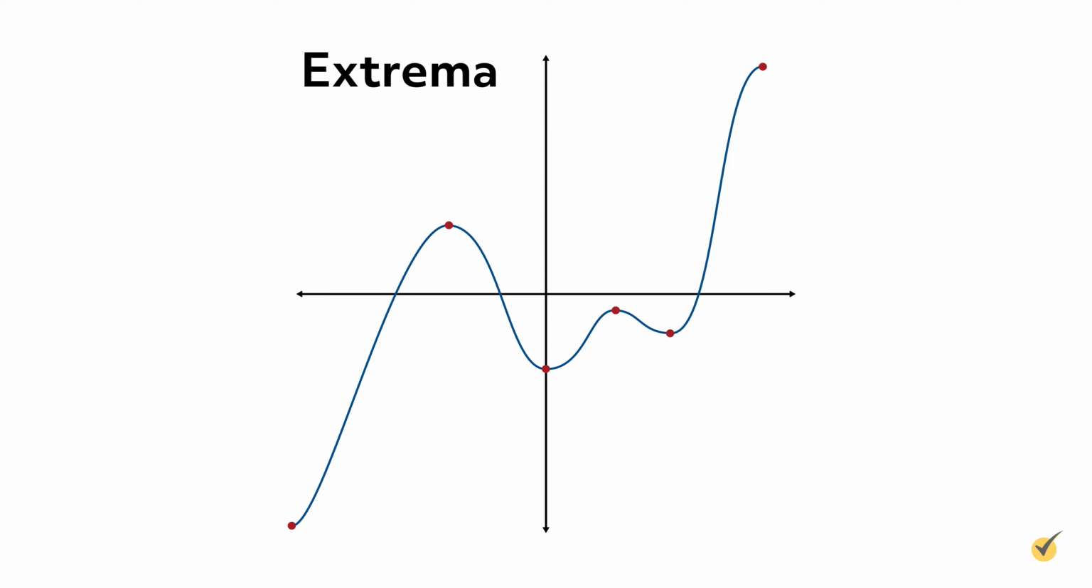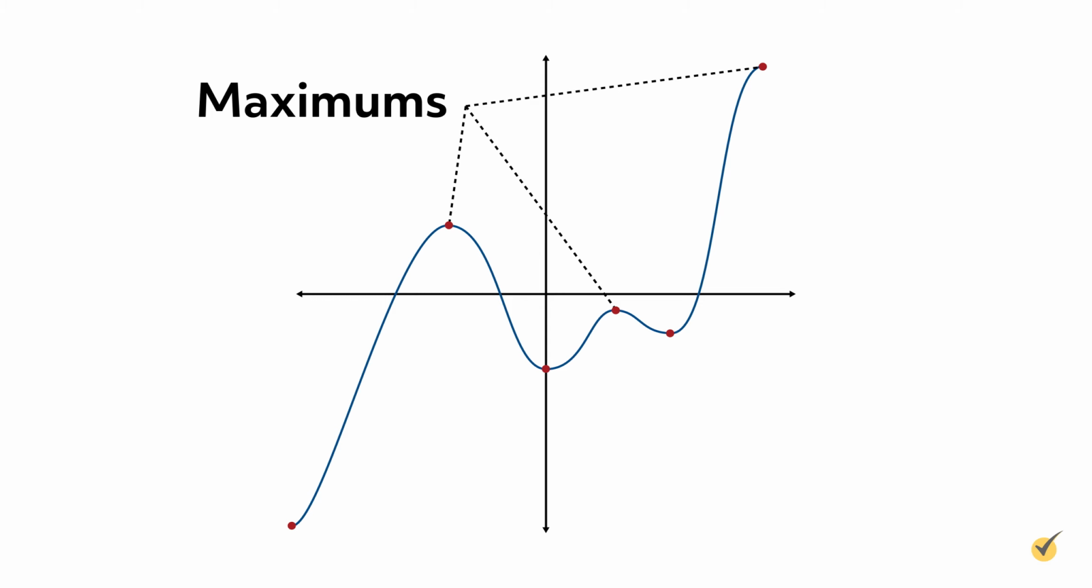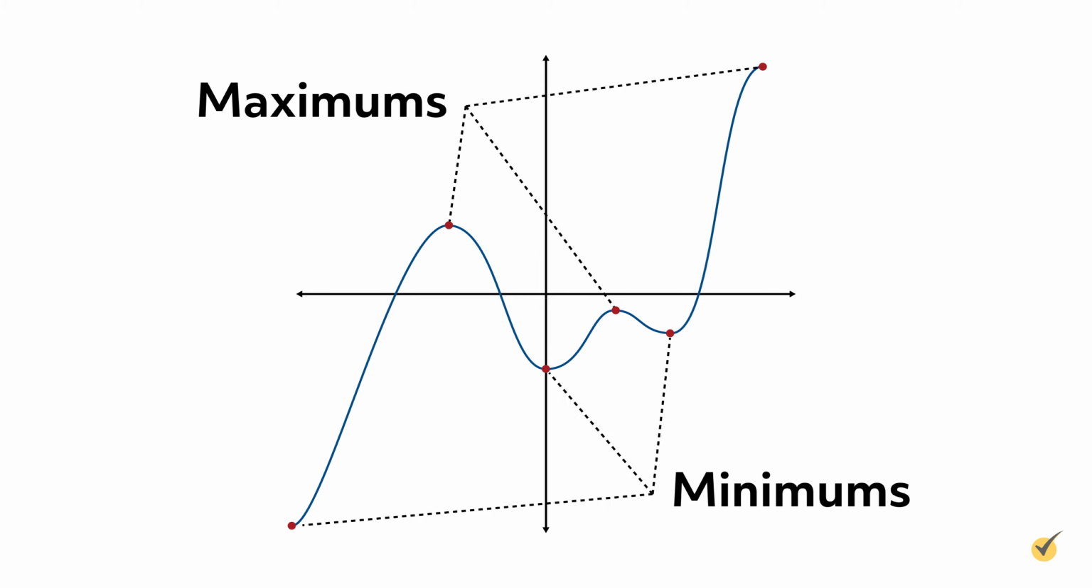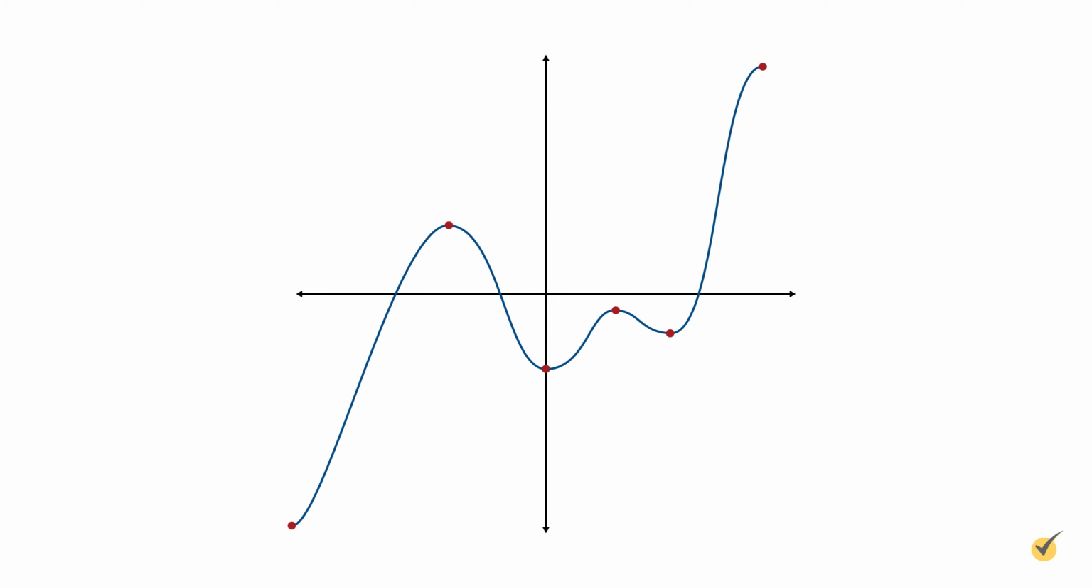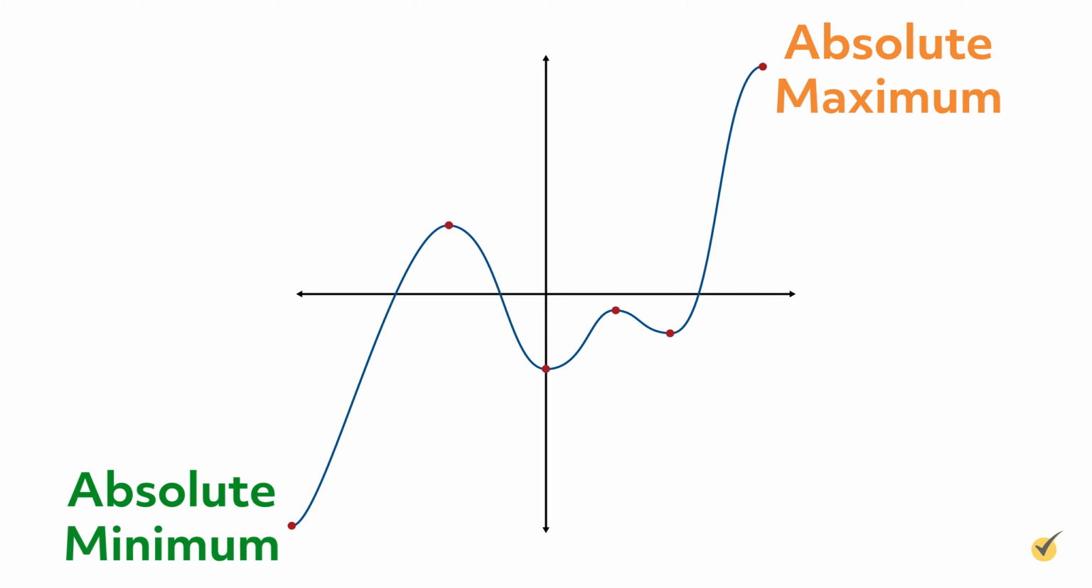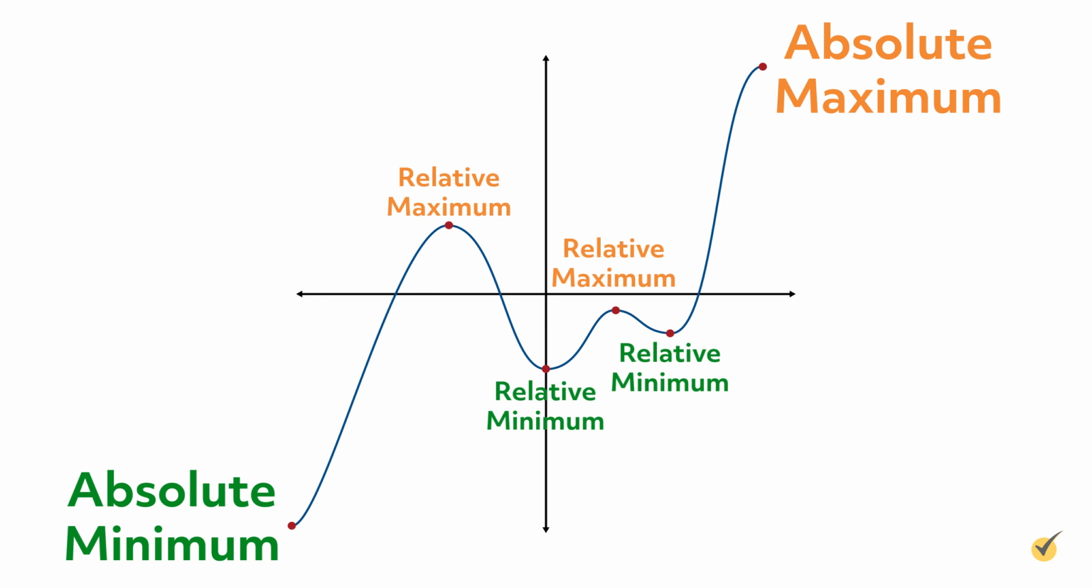Let's start this lesson with a couple definitions. In this graph, we see a function with multiple peaks and valleys. Such points are generally called extrema. More specifically, though, the peaks are called maximums, while the points at the bottoms of the valleys are called minimums. Moreover, the points on a graph which are the highest of all or lowest of all are called the absolute maximum and absolute minimum, respectively. Minimums and maximums that are not absolute mins and maxes are called relative minimums and maximums.